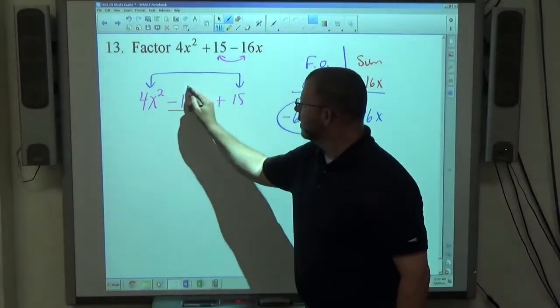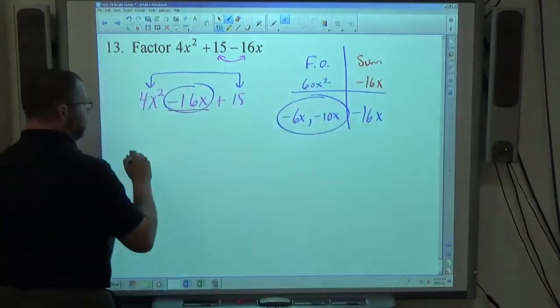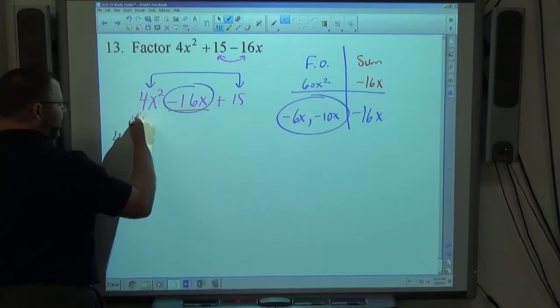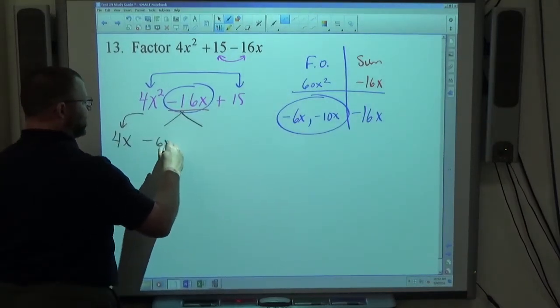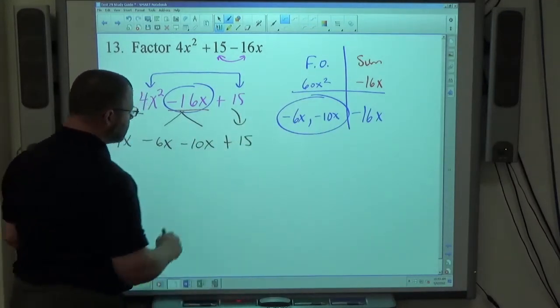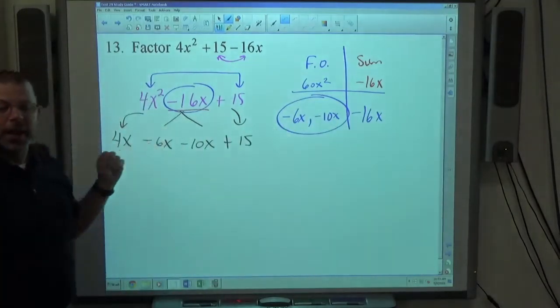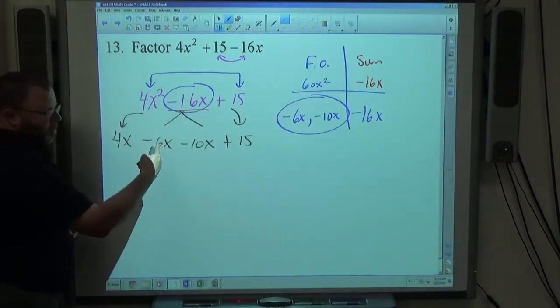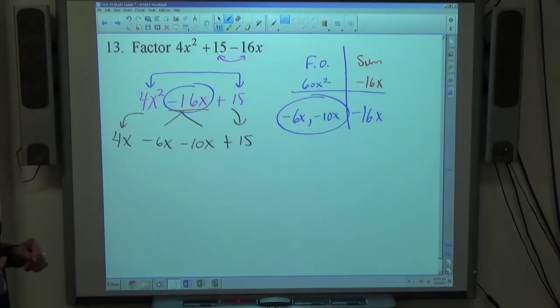So I'm going to replace this guy here with these two numbers. So the problem then transforms itself into 4x squared, which stays the same. This breaks apart into minus 6x minus 10x, and then this stays the same. Usually we like to get the third position positive, but with both of these being negative, we don't have that option this time. So it doesn't matter if I put minus 6x minus 10x or minus 10x minus 6x, whichever order you put it, it'll work.